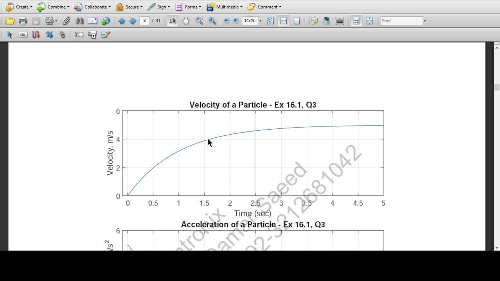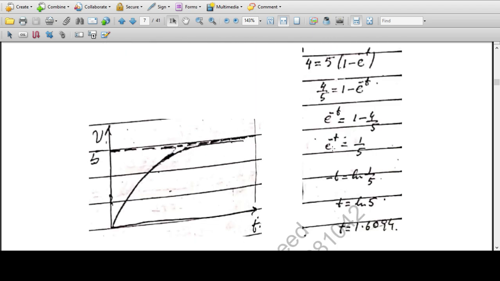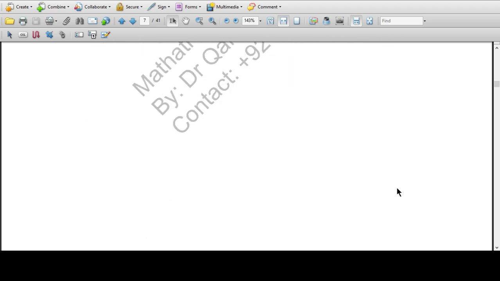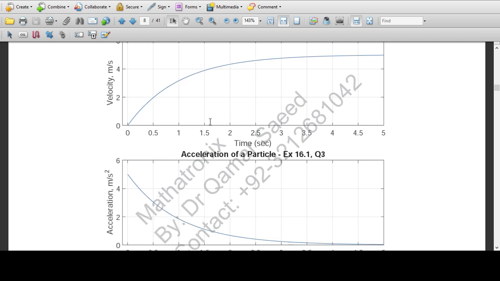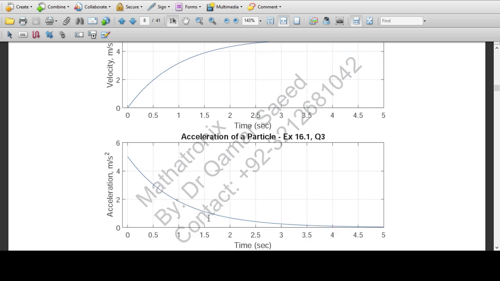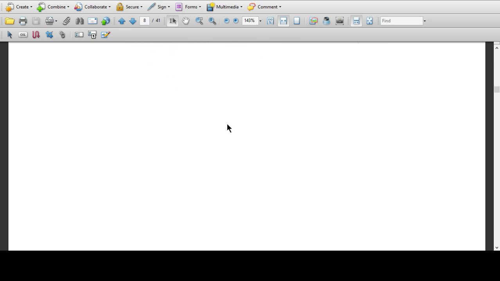At ln 5, which is equal to 1.6094, the velocity is 4, and at the same time the acceleration is 1. Here the acceleration is 1, and the acceleration is plotted here from 0 to 2. So this is 1, and the same is verified here.